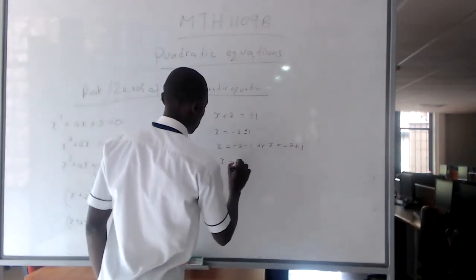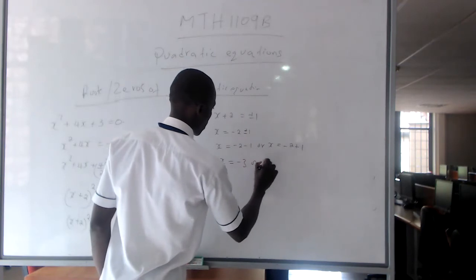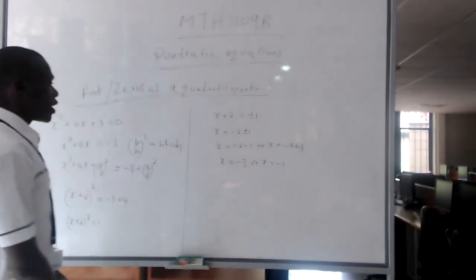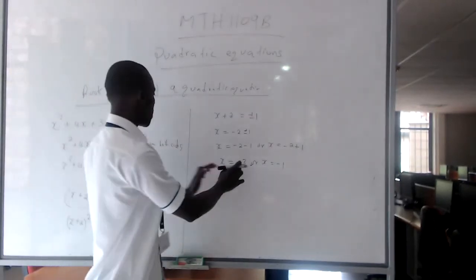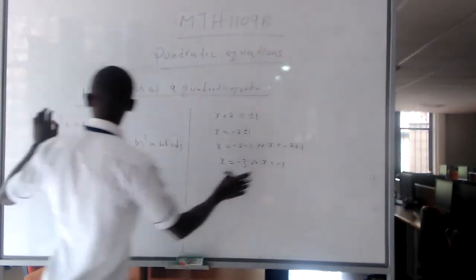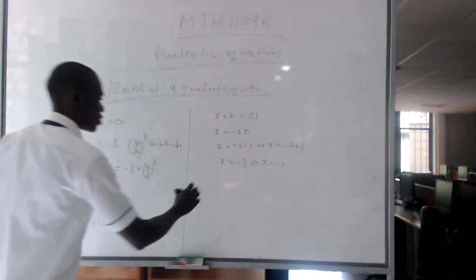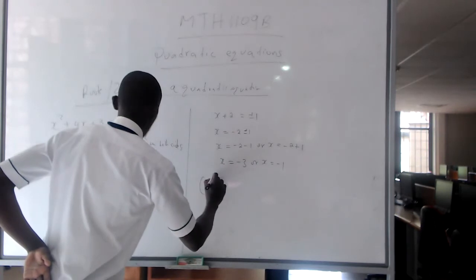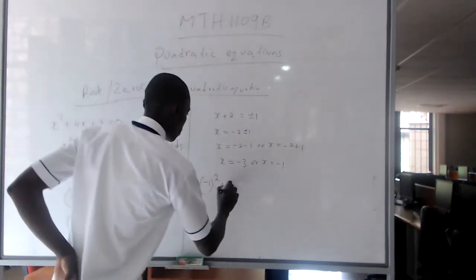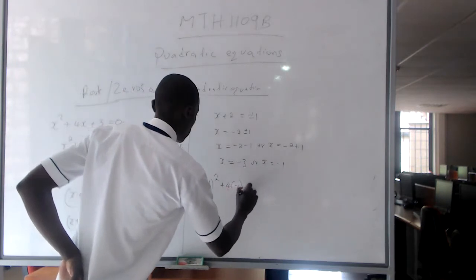So we have that x is minus 3 or x is minus 1, where minus 1 is minus 2 plus 1. And you can verify that if I put minus 3 here, it should give a 0. If I put minus 1 here also, it should give me a 0. Let's try. If you put minus 1: minus 1 squared plus 4 times minus 1 plus 3. This step is not necessary, I'm just trying to verify.